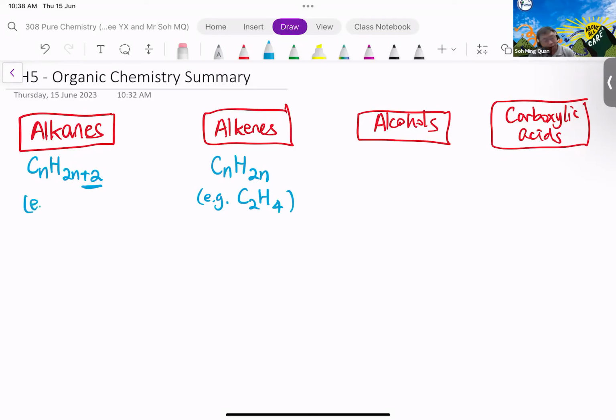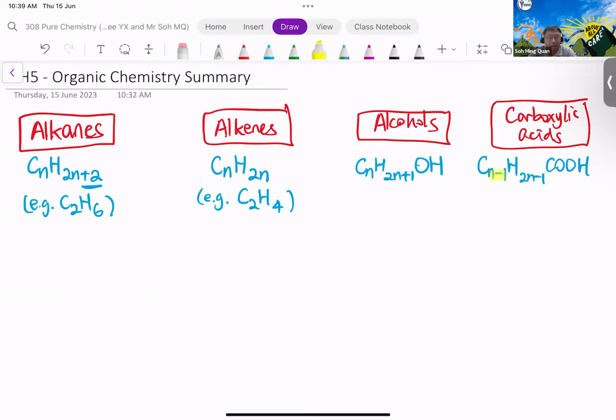Okay, so I've given you examples so far. C2H6, 6 is more than double of 2, therefore it's an alkane. C2H4, 4 is double of 2, therefore it's an alkene, because it fits the general formula of alkenes, namely CnH2n. Then next we have alcohols, CnH2n plus 1 OH. Okay, finally, carboxylic acids, Cn minus 1, H2n minus 1, COOH.